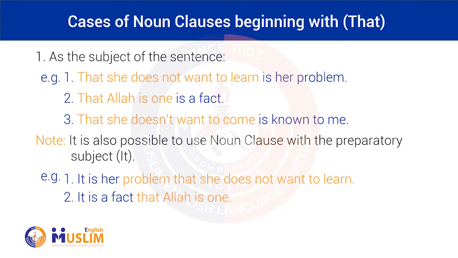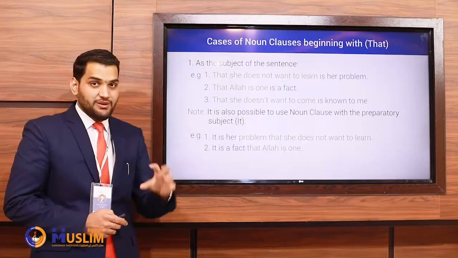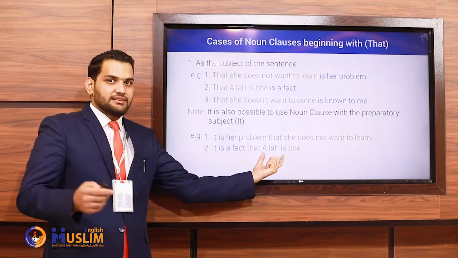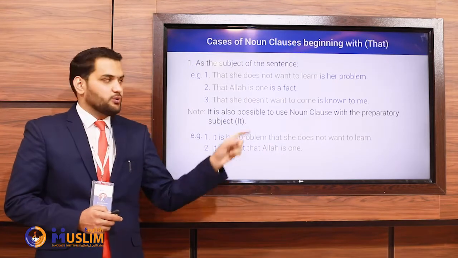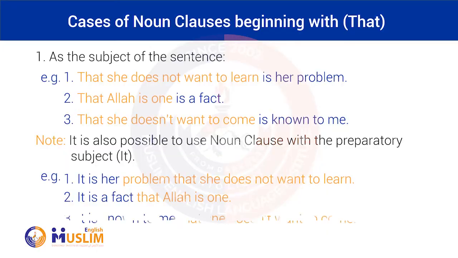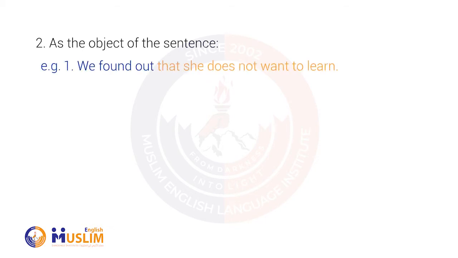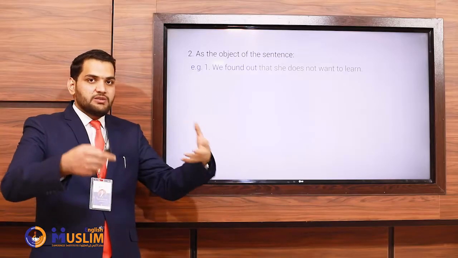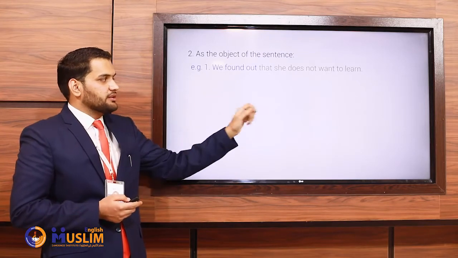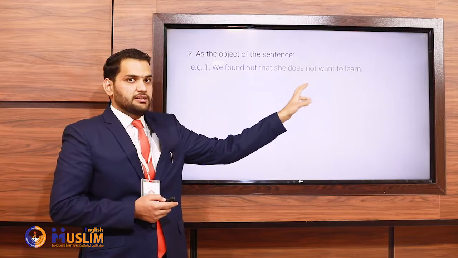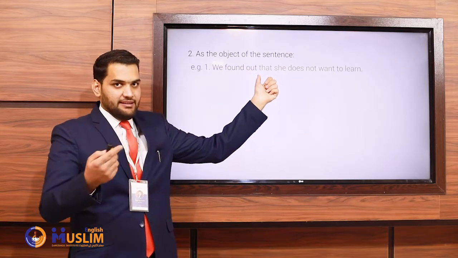Next example, it is a fact that Allah is one. Once again, the real subject is that Allah is one, and it is the unreal or preparatory subject. Next example, it is known to me that she doesn't want to come. Let's talk about the second case, which is as the object of the sentence. For example, number one, we found out that she does not want to learn. So, what did we find out? That she does not want to learn. The noun clause is that she does not want to learn, and the marker here is once again that.